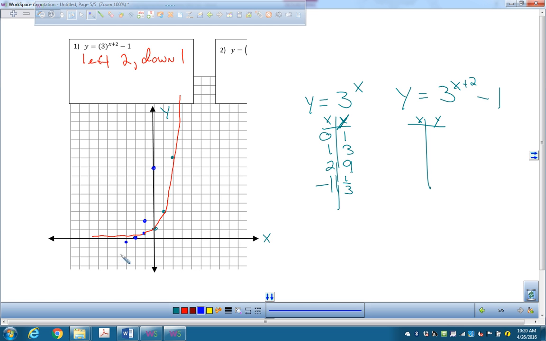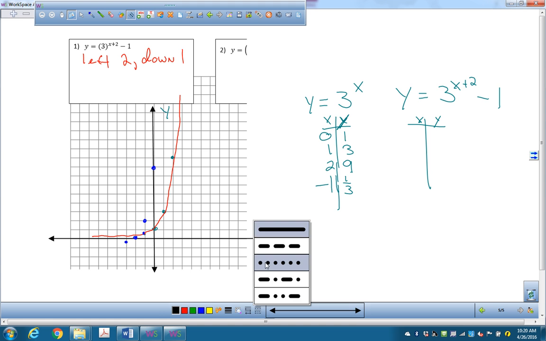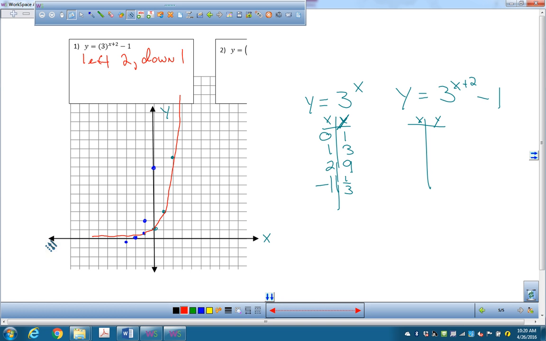Yes, sir. So if you're moving it left 2 and down 1, it does cross the x-axis? You're very good. Well, yeah, except it has a new asymptote. I'm going to draw that in right here. If I were to draw a dotted asymptote down here, it just shifts that x-axis down 1, you see? So you'd have a new asymptote down here, okay?